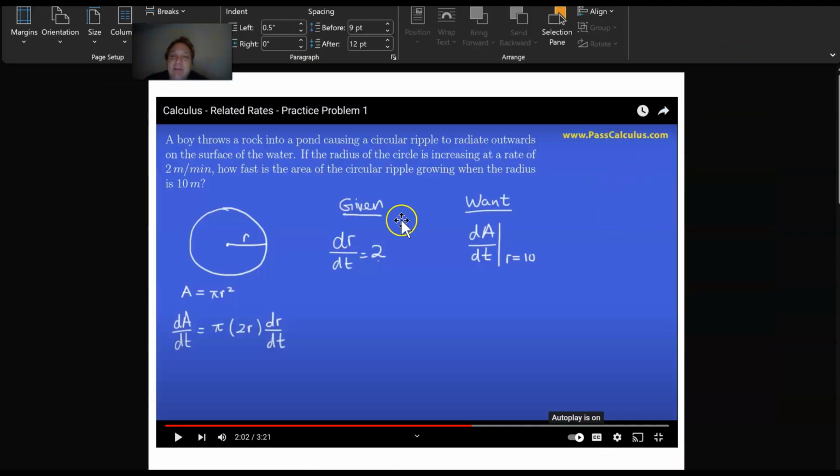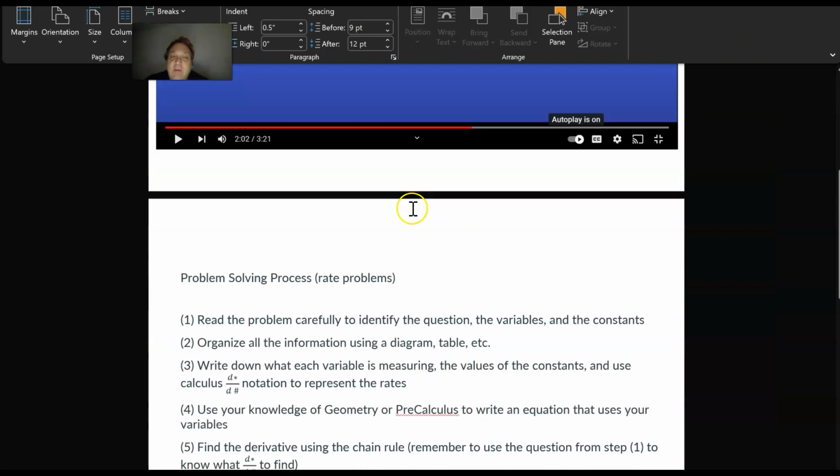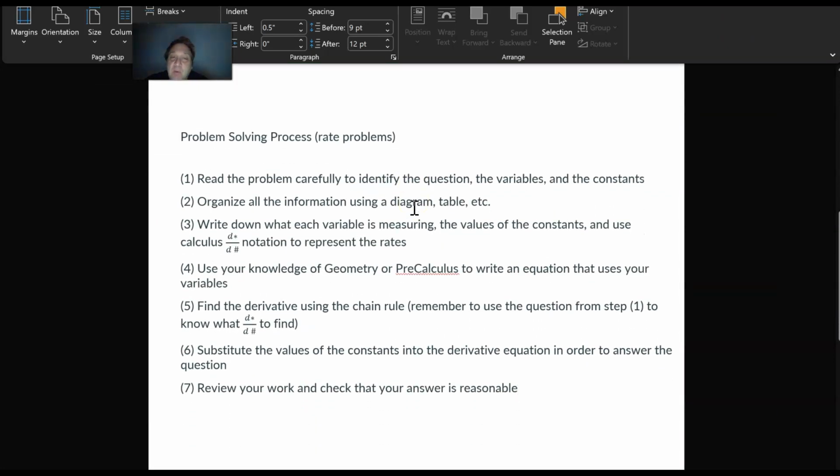And so for word problems, whichever ones we have, remember we have a problem-solving process. Make sure to read the problem carefully, identify the question, the variables, and the constants. Organize the information using a diagram, a table, etc. Write down what each variable is measuring, the values of the constants, and use the calculus d something notation to represent the rates. I always recommend putting all of that information in your diagram or in your table. So don't just have those ideas written somewhere on the side, but incorporate them in the way you've organized your information.